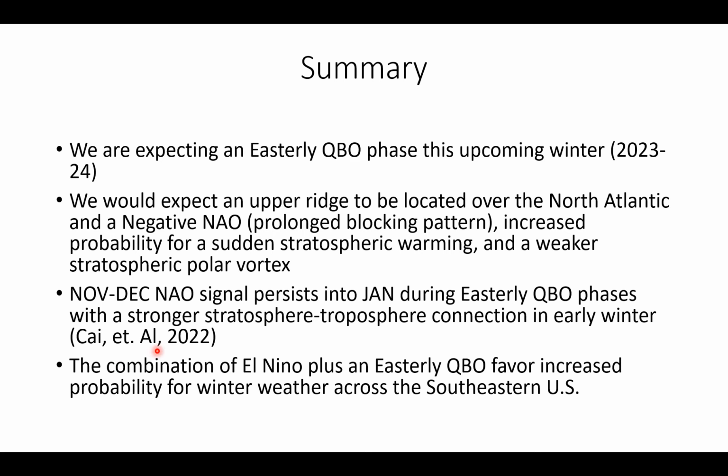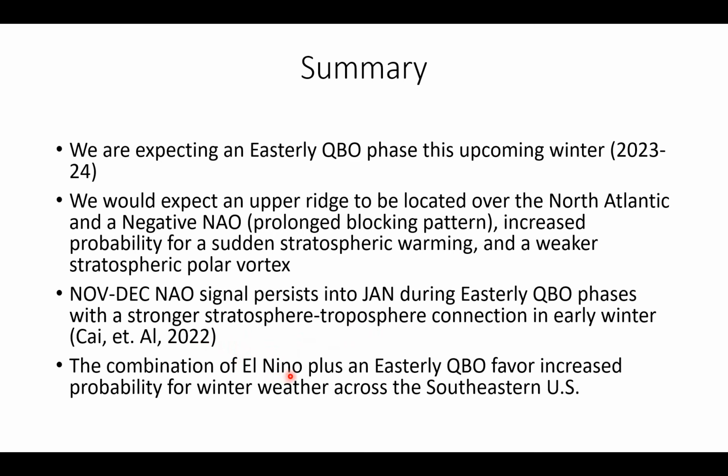Research conducted by Kai et al. in 2022, just last year, they determined that November, December, they consider this the early winter season, early portion of the winter season, November and December, those NAO signal, that persists into January during easterly QBO phases. And additionally, when you have easterly phase QBO, you get stronger stratosphere-troposphere connection in early winter.